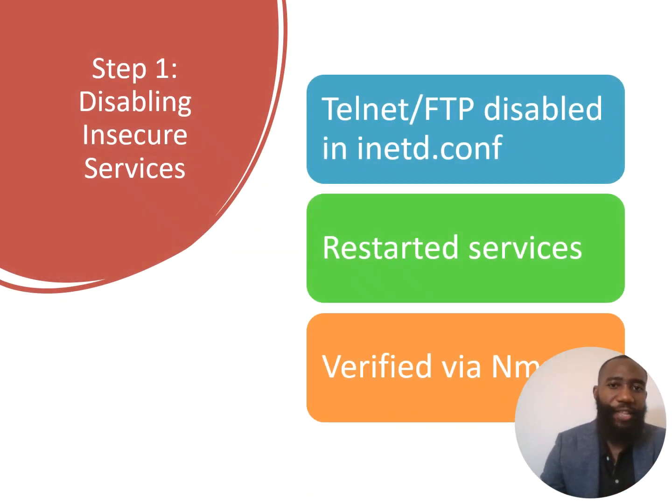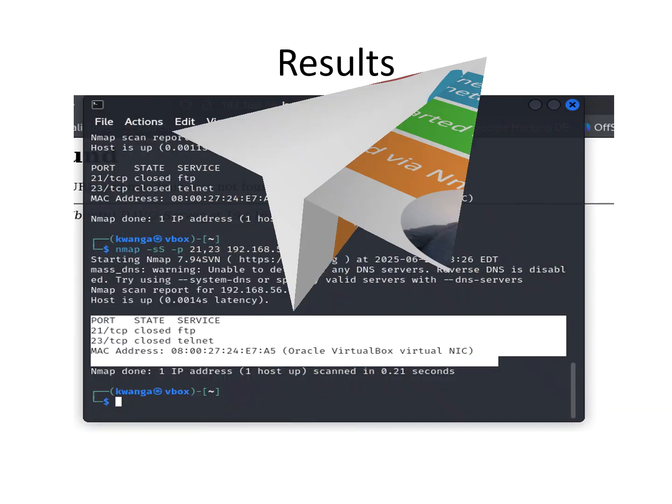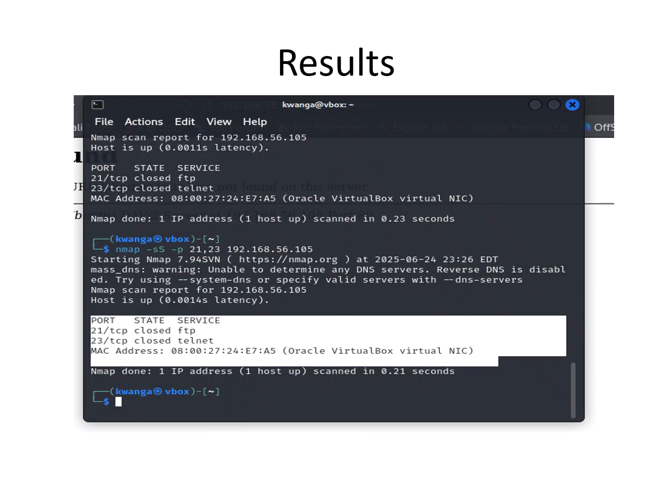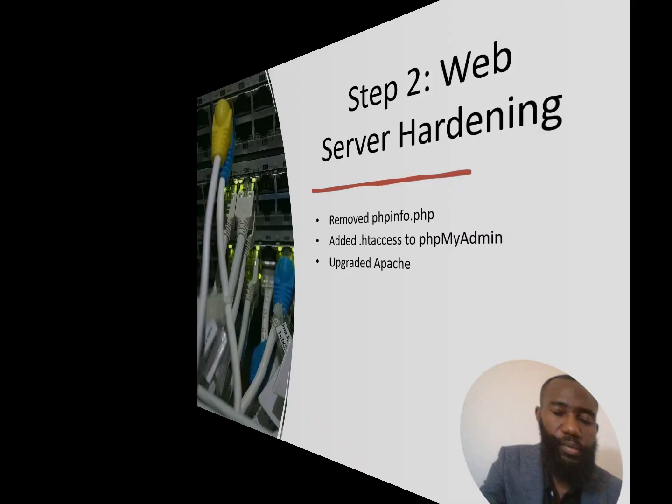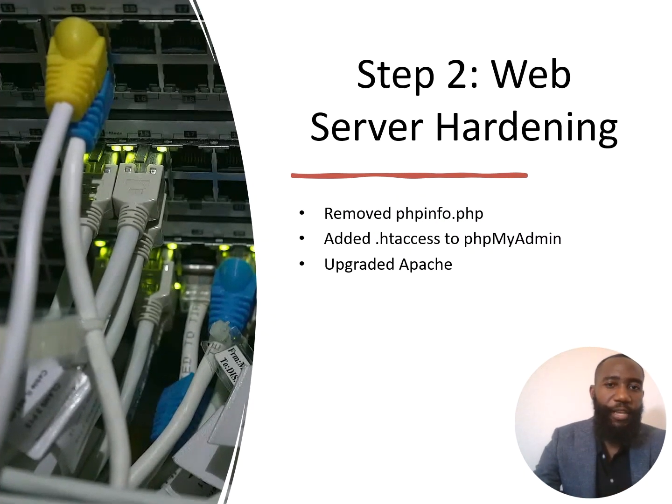To remove insecure services, I disabled Telnet and FTP. I confirmed success with a fresh Nmap scan that showed those ports were closed, which are port 21 and 23. I removed the PHP info script, which exposed environment info, and added .htaccess rules to restrict phpMyAdmin to local hosts only. I then upgraded Apache from 2.2.8 to 2.4 using the latest available build for Ubuntu.